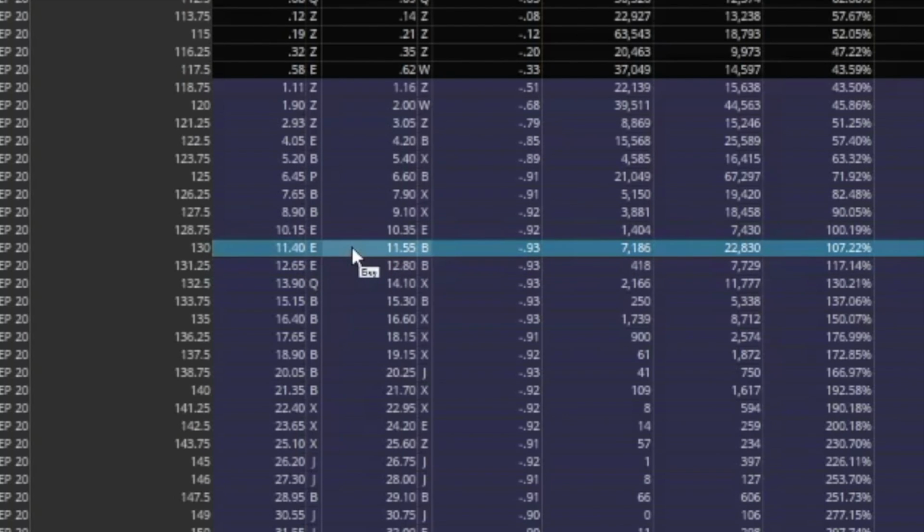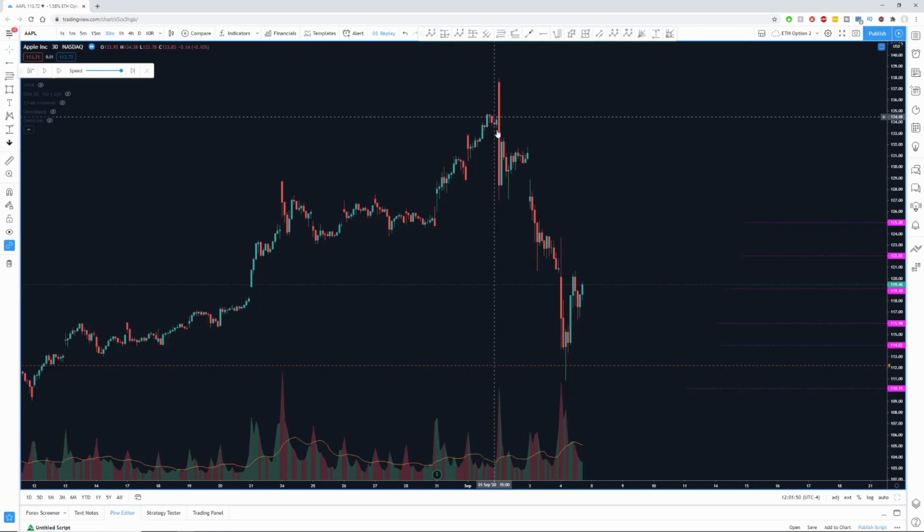Our contract is only worth slightly more than that since there's a few hours left in the day, so we have a little bit of extrinsic value, but almost all entirely intrinsic value. So just to recap, this $15 move downwards in Apple produced us an option that's over 1,000% higher than when we bought it. This shows you just how powerful options can be in leveraging the market.